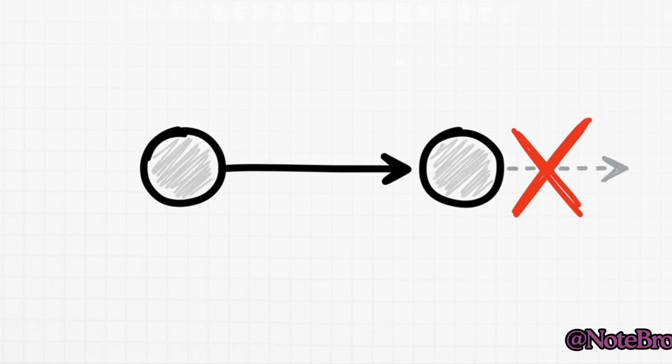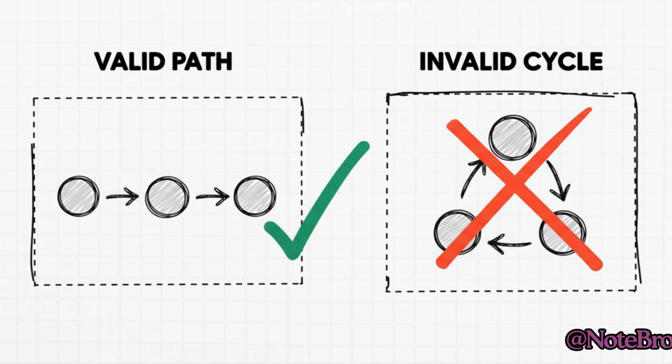Next up, directed. This is important. It means all the connections are one-way streets. The arrow on the line shows you the flow. So, if an edge points from task A to task B, it means A must be done before B. There's no going backwards.